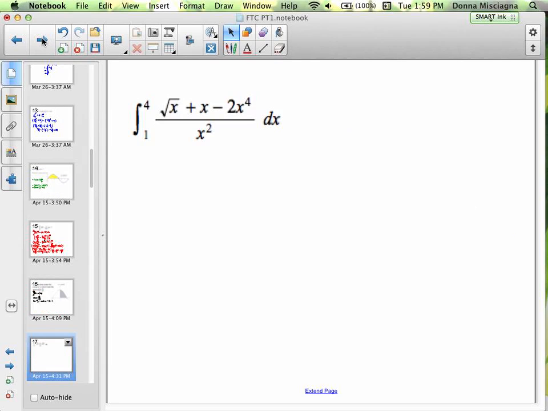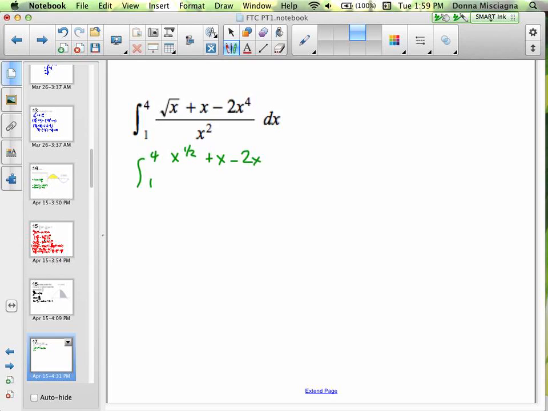All right, so now the only way you can integrate this, because there is no undoing the quotient rule, right? You can't undo the quotient rule. There are many integrals that we cannot integrate. We don't have ways to undo the rule. So you can't undo the quotient rule, but you could simplify here. First of all, I'm going to rewrite that radical as an exponent. So we have the integral from 1 to 4, x to the 1/2 plus x minus 2x to the 4th, all divided by x squared dx.